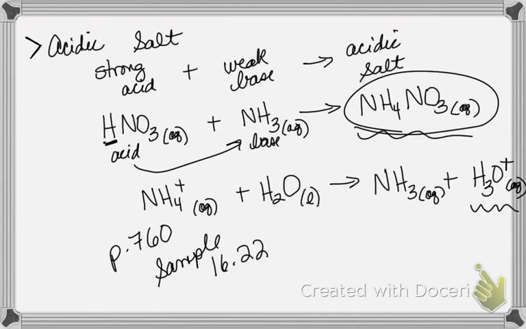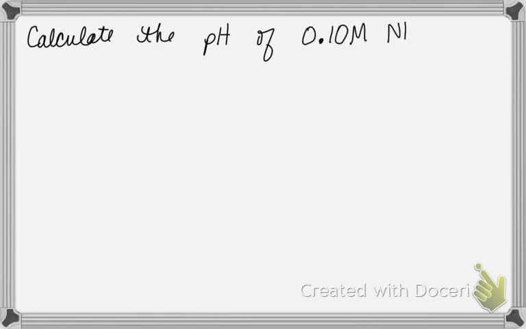So the problem might say, calculate the pH of 0.10 molar ammonium nitrate. Okay, so that's all the problem's going to tell you.